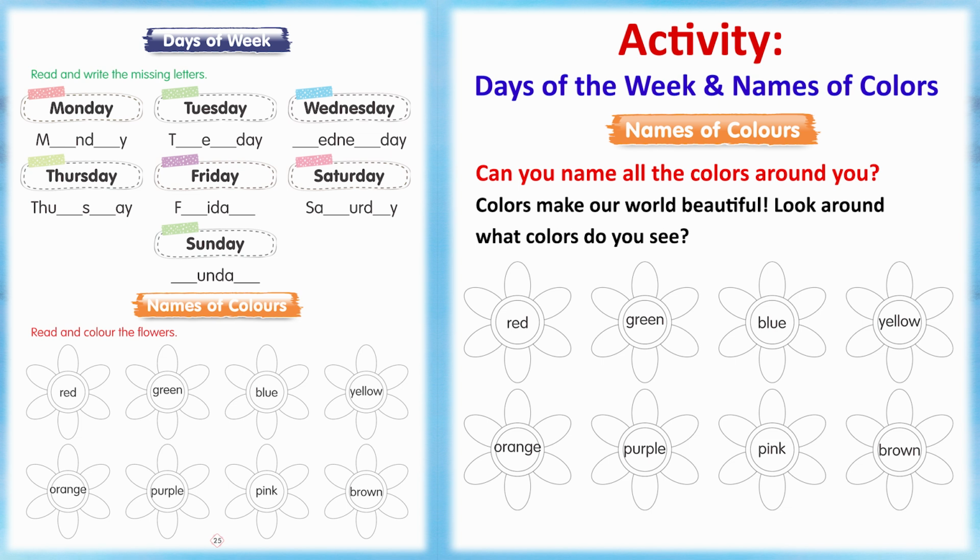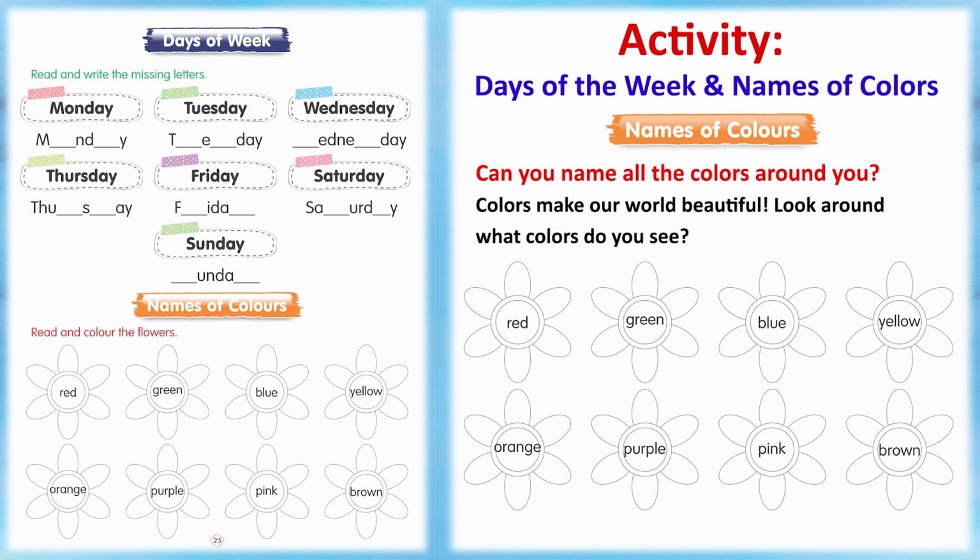Green, like leaves and fresh grass. Blue, like the sky and the ocean. Yellow, like the sun and bananas. Orange, like a bright orange fruit. Purple, like pretty lavender flowers. Pink, like cotton candy. Brown, like chocolate or tree trunks.